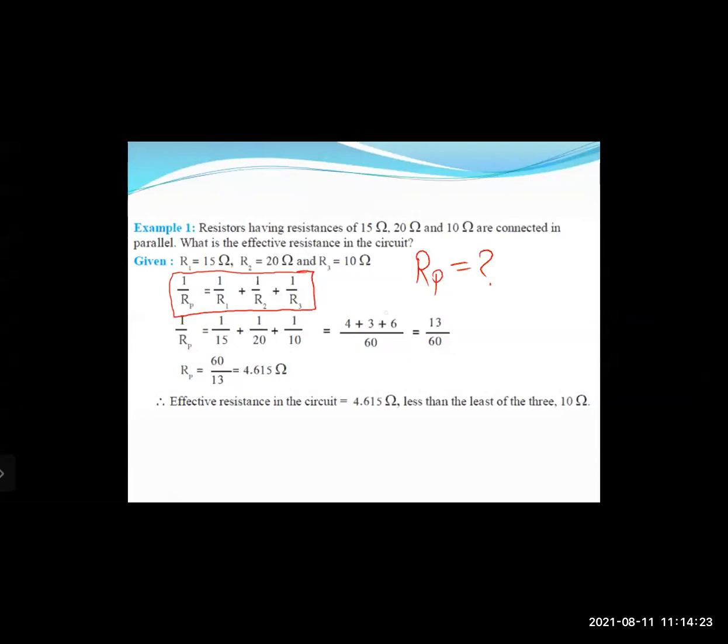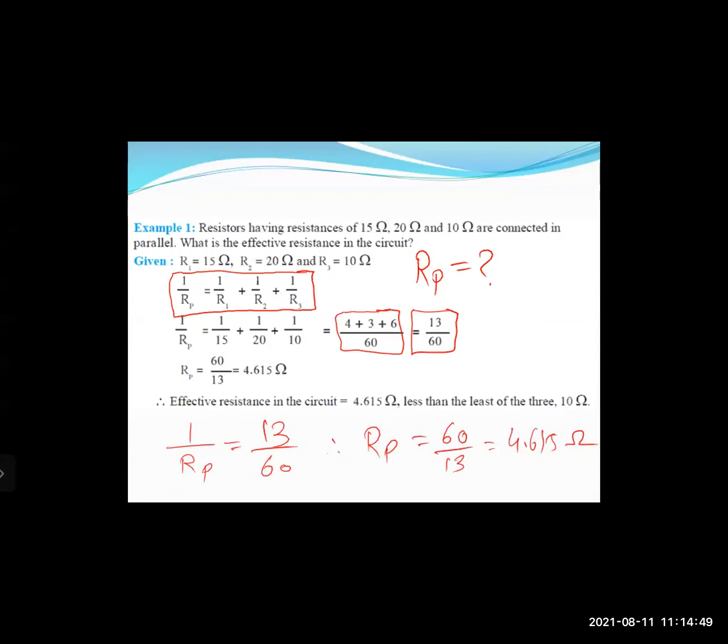Right? Now taking LCM, we will get what? 4 plus 3 plus 6 divided by 60. That equals 13 upon 60. So what we have got here, 1 by Rp equals 13 by 60. Therefore, Rp equals 60 by 13. That equals 4.615 ohms.